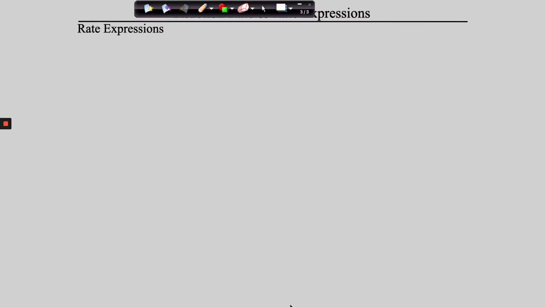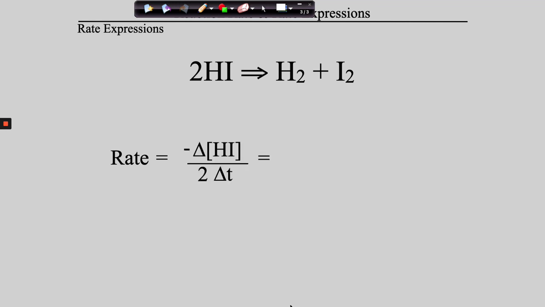We're going to apply it now. So here's 2HI decomposes into an H2 and an I2. Let's write the rate law. So we are going to start with the reactants. And this is how we represent it. We have one reactant, which is HI. So it will be change in concentration of HI divided by time. That is rate. Change in molarity over change in time.